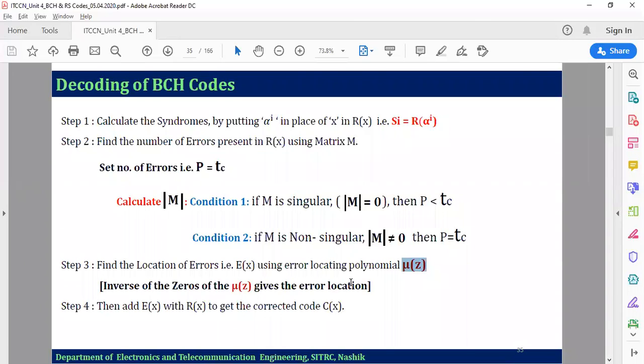If you are done, then write down the last step. Once you are done with step number three and step number four, please let me know.